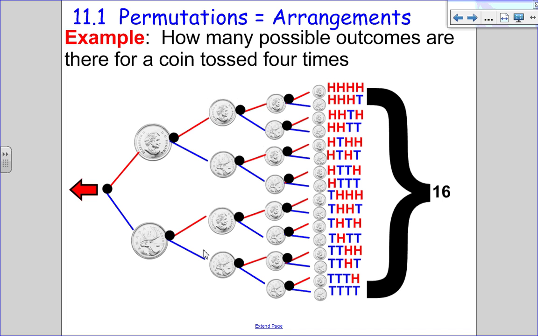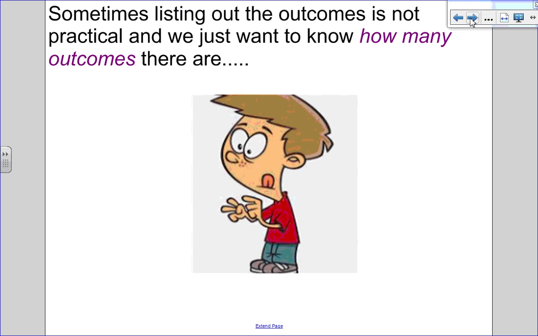Now that wasn't so bad because it was just a little simple tree diagram, but sometimes I could ask you something like how many outcomes are there if I toss a coin 100 times? And I don't want to list out all the outcomes for 100 times. So this brings in another way of doing a question. When I don't want to list out the outcomes, I just want to know how many outcomes there are. So I want to be able to count how many outcomes there are.